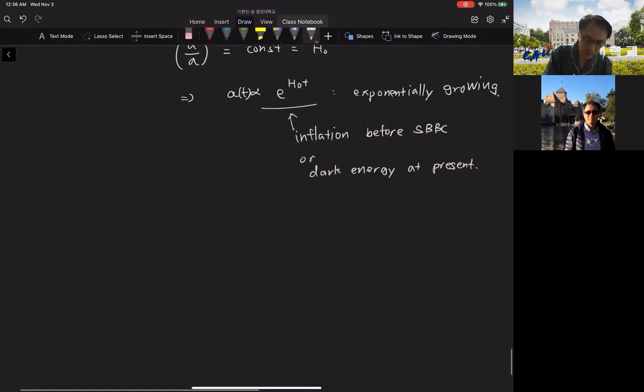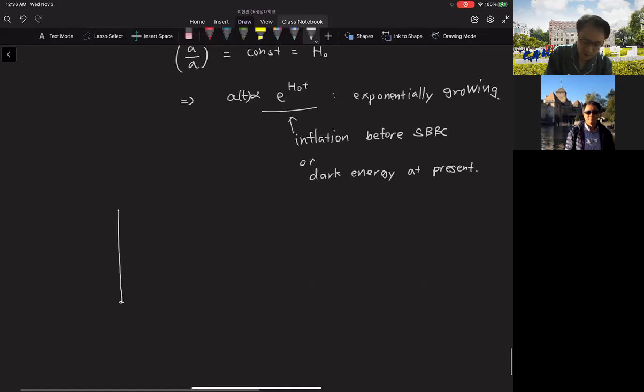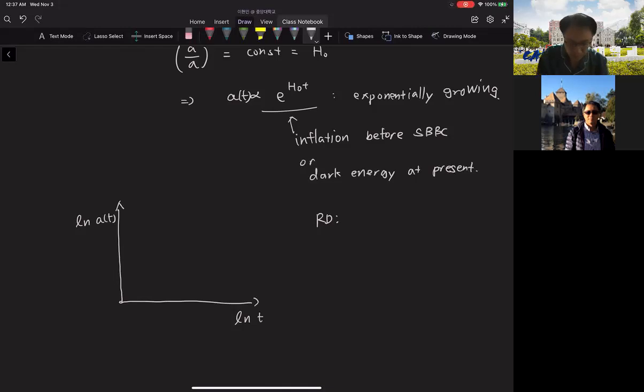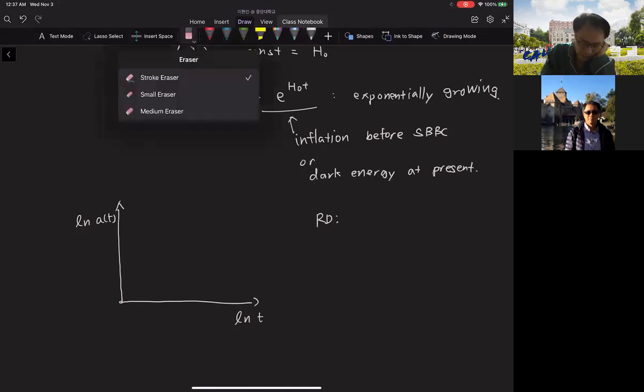So let me summarize these three. In one plot, let's take the log of energy density and log of scale factor, and for radiation domination, the scale factor as a function of t, log of t. The radiation and domination, sorry, I wanted to tell you.